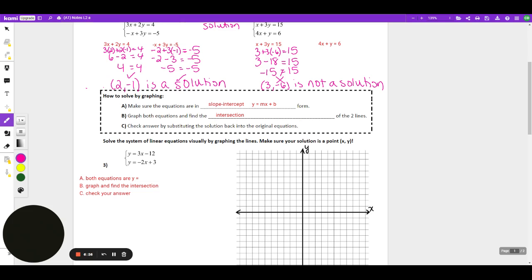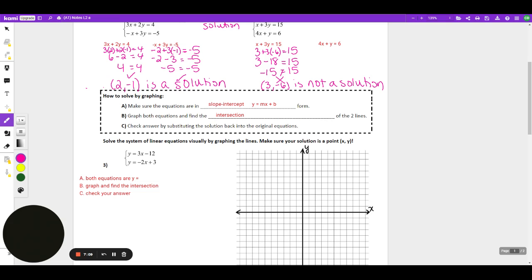So for part A, or the first step in graphing, I want to make sure that the equations are in slope-intercept form. That's your y equals mx plus b form. Basically, I need my y by itself. Part B, or step 2, I'm going to graph both of the equations and find the intersection of those 2 lines. And then I can check my answer by substituting the solution back into the original equations. Since I already showed part C in questions number 1 and 2, I won't be doing that again in question number 3 and 4.